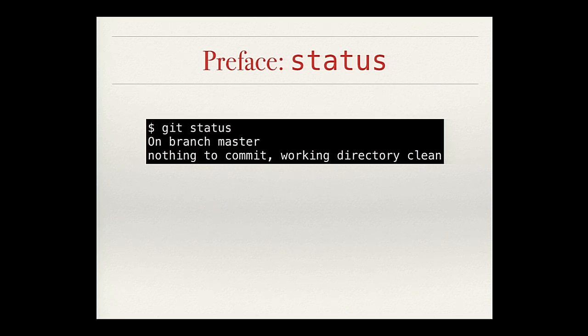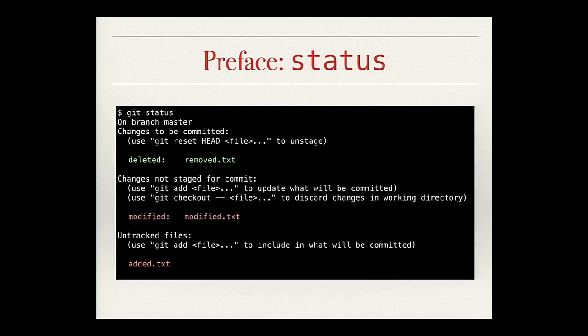So this is git status when there's nothing interesting going on. Here's git status when there is something interesting going on. So this will tell me that there's a file that I've deleted but haven't yet committed, there's a file that I've modified, and there's an untracked file that I've added. So as I've said, this just gives you some information about the situation here.